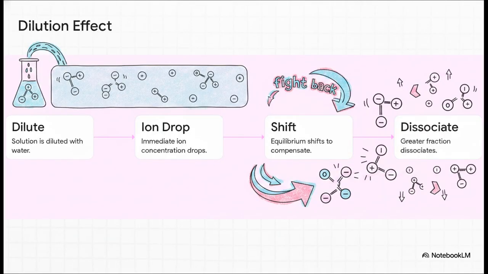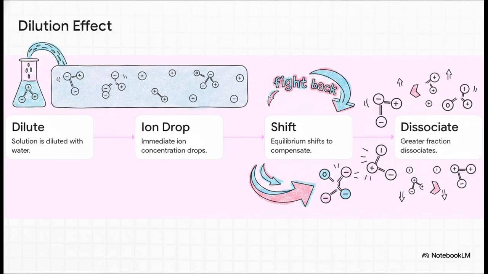Let's walk through exactly how this happens, step by step, because it perfectly showcases Le Chatelier's principle in action. Okay, step 1, we dilute the solution by pouring in water. Simple enough. Step 2, because we've suddenly increased the overall volume, the immediate concentration of those free-floating ions drops. Basically, they're suddenly swimming in a much larger pool.